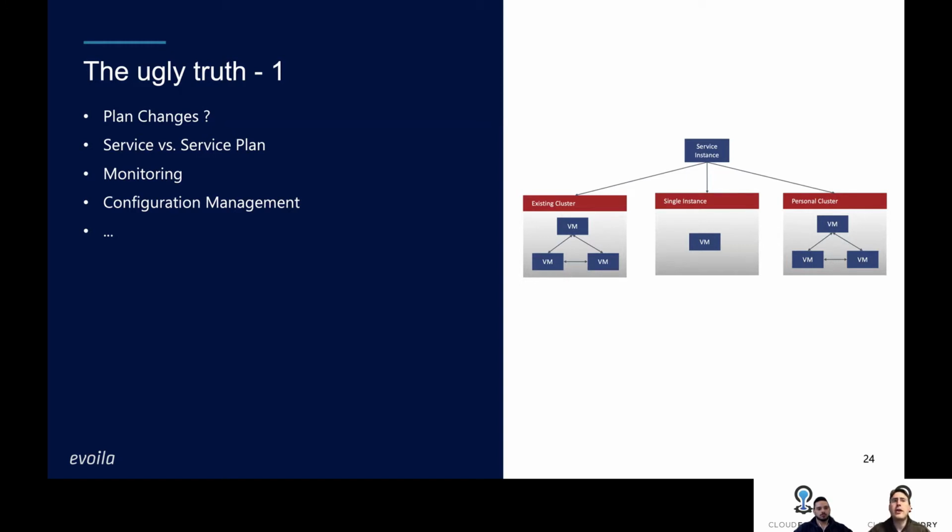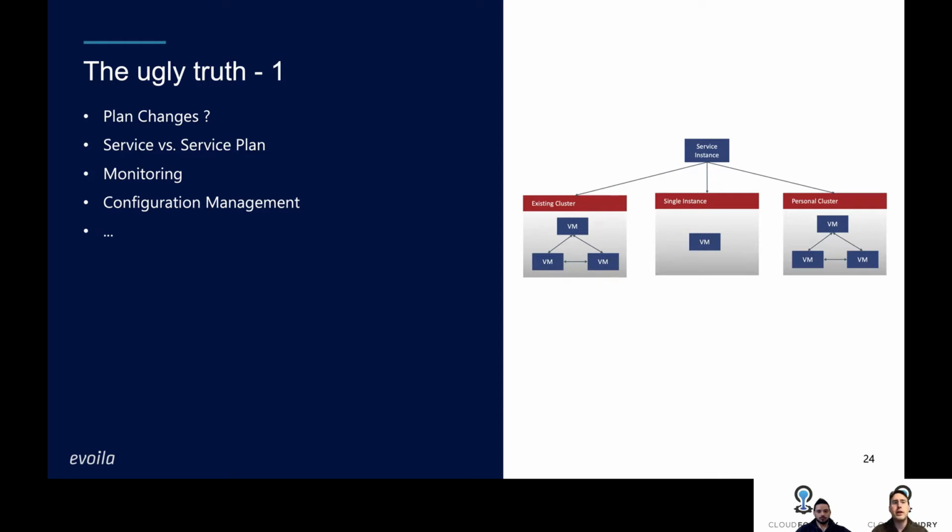So how about organizing changes of a plan? If, for example, you started with an existing cluster where you provisioned databases inside of, and then the user wants to switch to a single instance or a personal cluster, how do you organize these changes of plans? The Service Broker API spec helps you by providing update endpoints where you can handle these things. So the platform can offer this to the users, but what has to be done in the background, you have to organize inside the service broker.